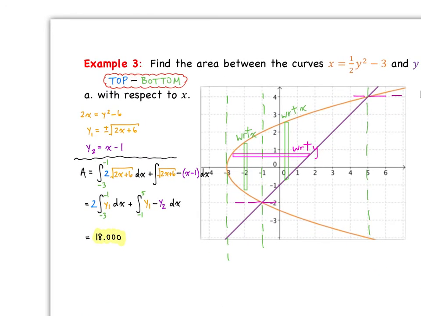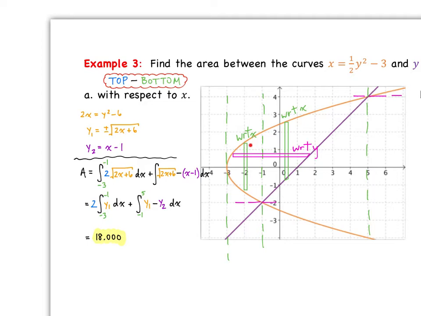And remember, when it's with respect to x, it's top minus bottom, okay? So as you're drawing your rectangles, you want to compare the top of the rectangle to the bottom of the rectangle. And your regions change when either the top and or the bottom changes, okay? That tells us we've got a new region to find the area for. We have to change our functions around, okay?